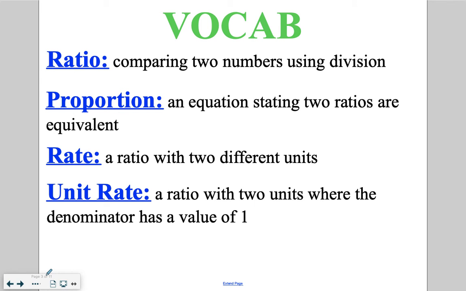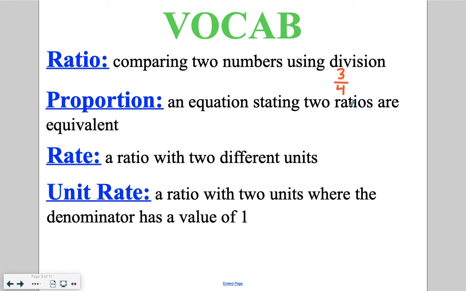By the end of today's lesson, you will be able to compare ratios and solve proportions. A ratio is comparing two numbers using division. You probably more commonly refer to this as a fraction. So 3/4 is a ratio. You usually are going to call this a fraction.